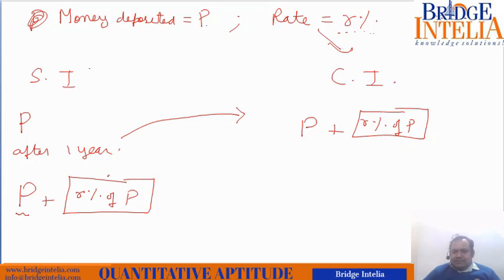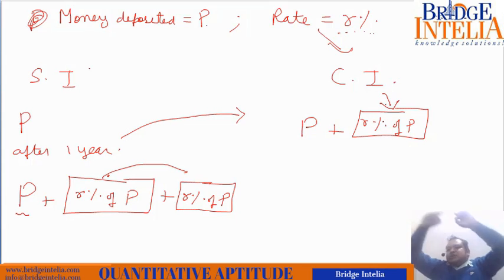In the second year, in case of simple interest, the bank would again pay R% of P. But in case of compound interest, the money that has just come as interest, now this interest will also earn interest. So in case of compound interest, whatever you are getting as interest is also earning interest for the next year.